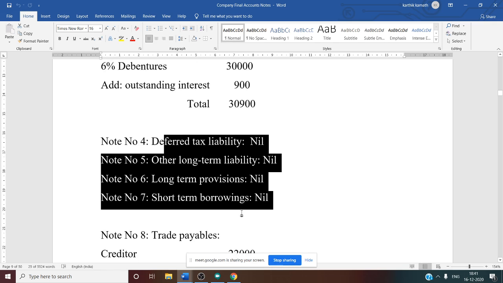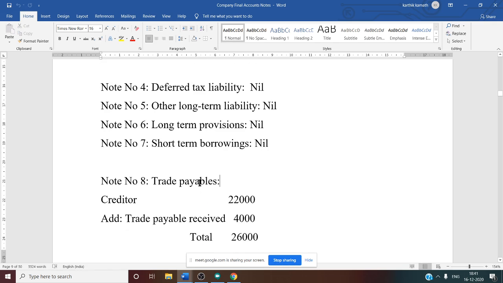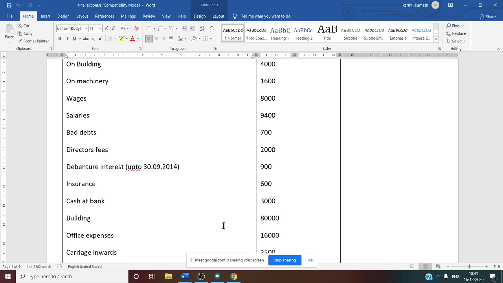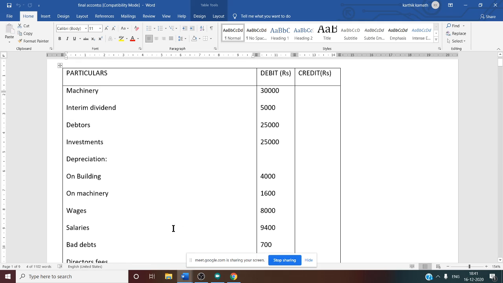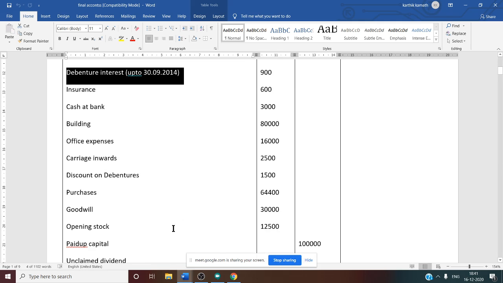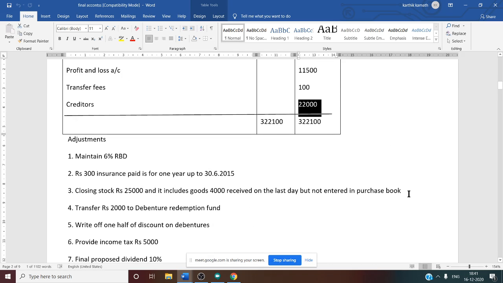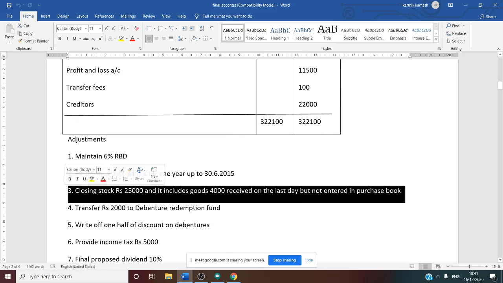Then note number 8 is trade payable. Note number 8 is regarding trade payable. For this trade payable, we have to see the question once again. See this, trade payable means creditor information. We require creditor information. Creditor information is given in the trial balance, 22,000. 22,000 is given, and there is one adjustment. See this. This adjustment is very important.